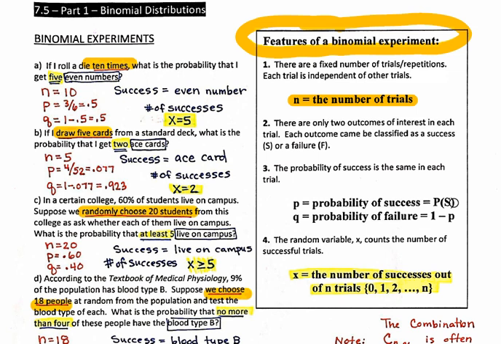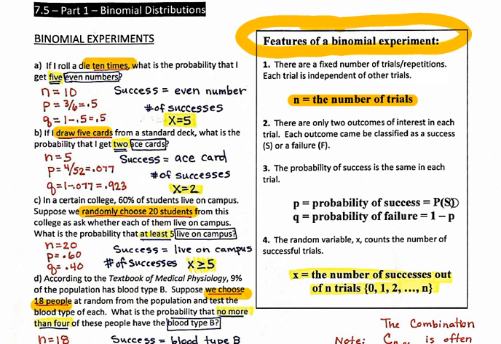There are also, in our binomial experiment, only 2 possible outcomes of interest. Only 2 things that we think about. That's why it's called binomial, because there's only 2 outcomes. There is success and there is failure. Now, a success is the thing that we're looking for.